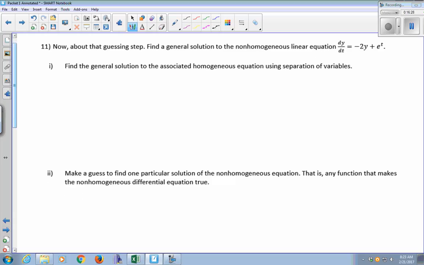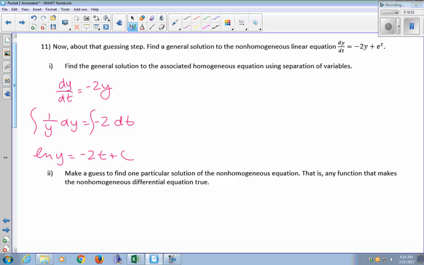So step 1, find the solution to the associated homogeneous equation using separation of variables. So this is dy dt equals -2y. It's the associated homogeneous equation. Get the y's on one side. 1 over y dy equals -2 dt. Integrate both sides. ln y equals -2t plus c. So skipping a few steps here, I get y equals k e to the -2t.